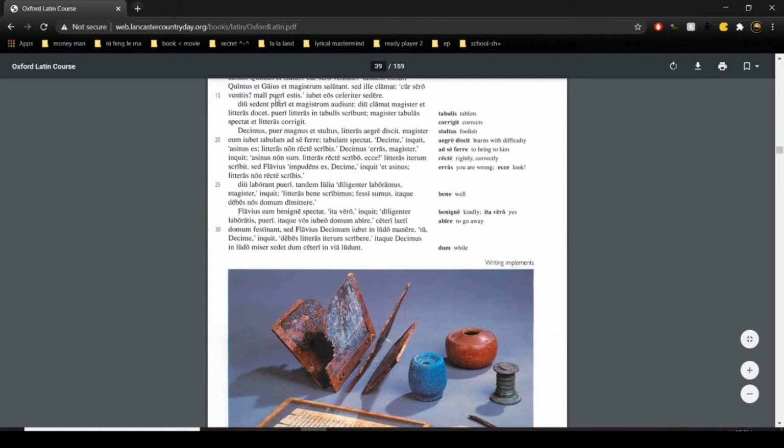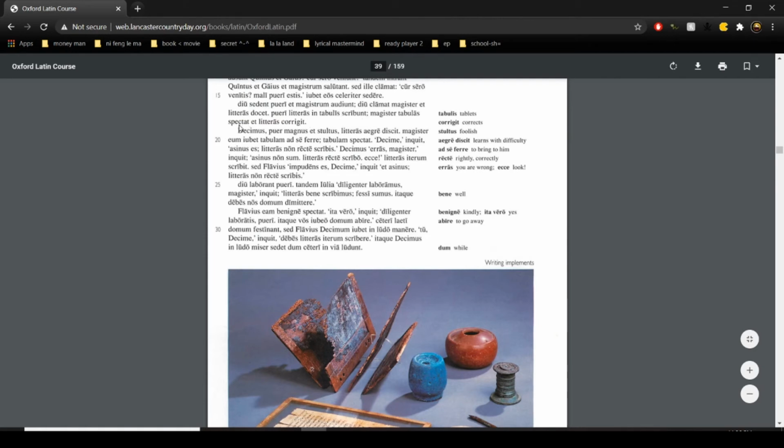Diu clamat magister et litteras docet. So for a long time, the teacher shouts and teaches letters. I guess in English it would be how to teach them how to write letters, but it's kind of weird like that. Pueri litteras in tabulis scribunt. So the boys, actually in this case, pueri would be better translated as children instead of just boys. It's kind of a context thing, but yeah.